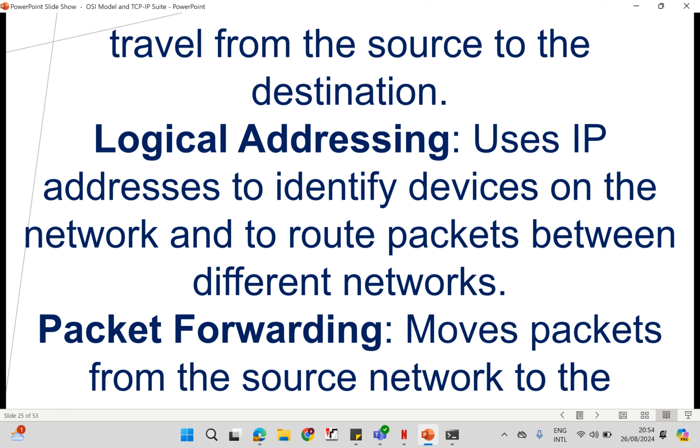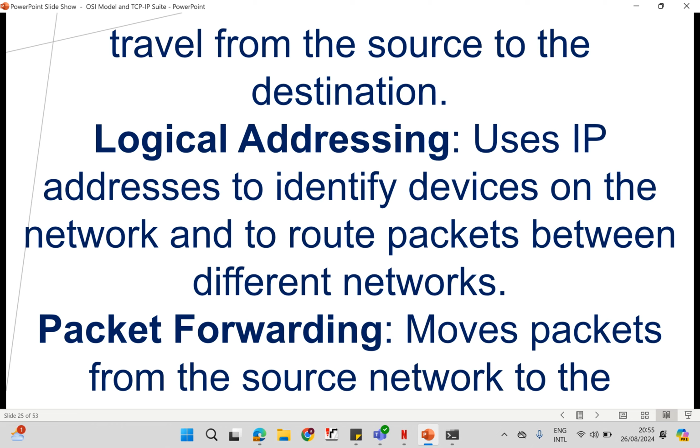So if you are saying, okay, I want to print, for instance, on an infrastructure, or you want to send information from your system to another system, even if it is within your infrastructure, but for instance, in a different VLAN or in a different subnet, you need to have a logical IP address. So at this stage, one of the functions also includes logical addressing. It uses IP address to identify a device on the network and to route packets between different networks.